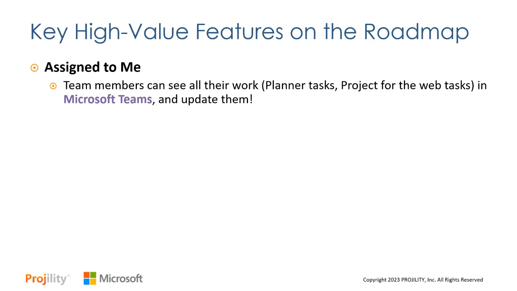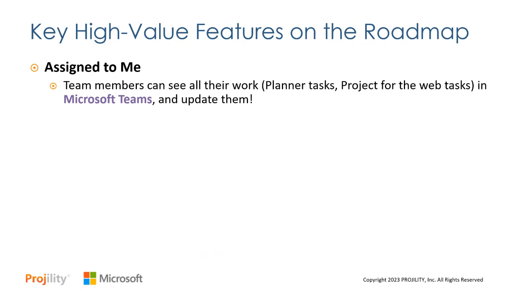If I, as a user, want to go into one place to see all of my activities, whether it's an action item, an actual formal task on a project, or just something from a Planner plan, I should be able to go to one place to see all that. And that's really what Assigned to Me is all about. What are all the tasks assigned to me in one place?